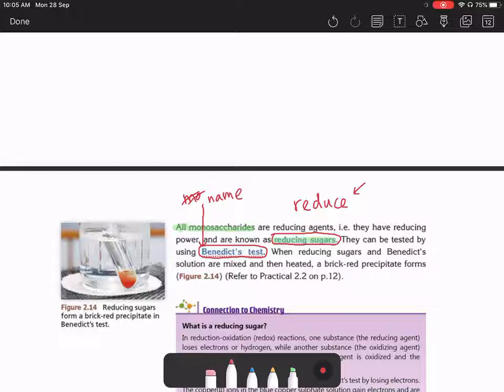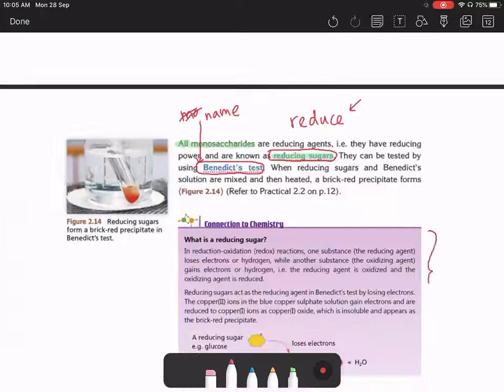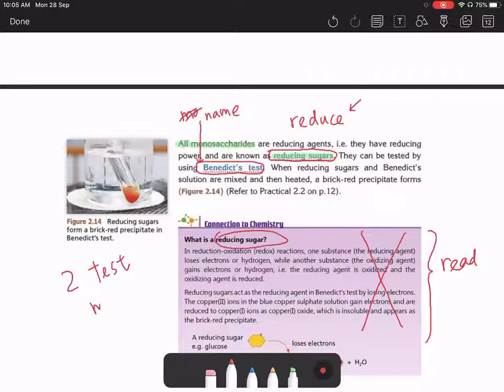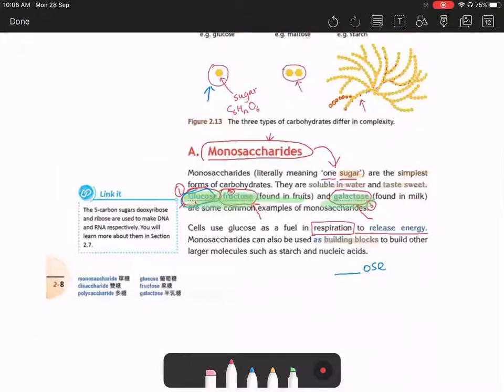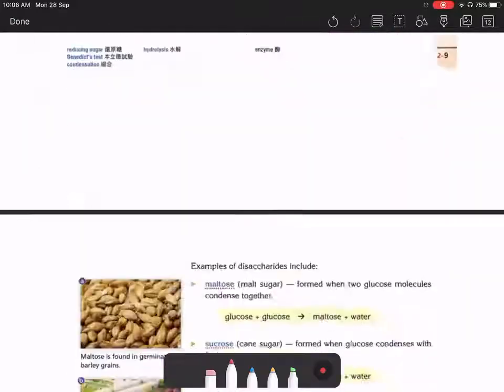Now, this part tells you what reducing sugar means. You can read, but if you don't understand, it is very normal, okay? Or you can just ignore it. Now I'm going to tell you 2 test methods, tests for the 3 monosaccharides, okay? Now turn to page 11.